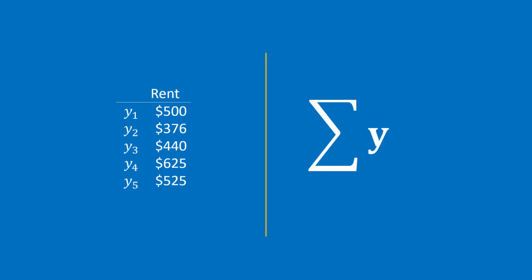Of course, they don't have to be x values. We might want to add up y values, in this case monthly rents. Again, we have 500 plus 376 plus 440, etc. In this example, the value of the expression sigma y is 2,466.